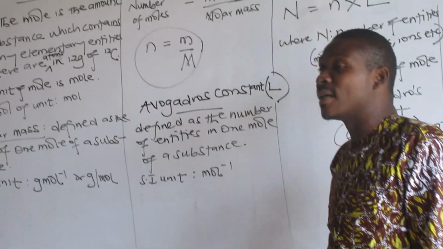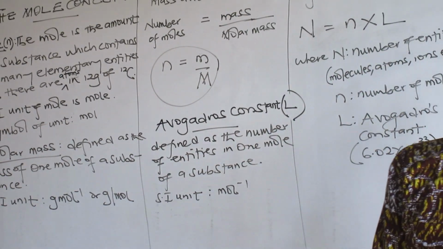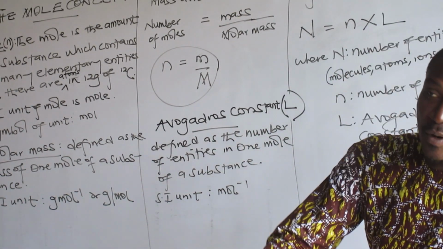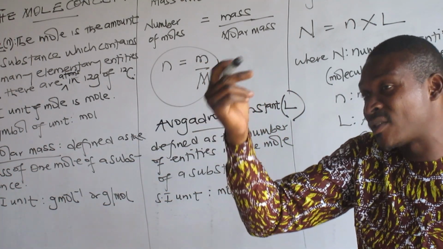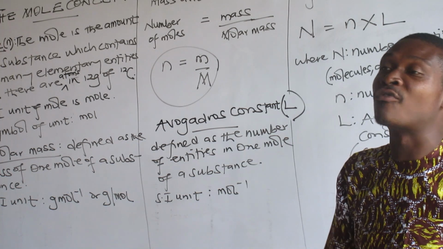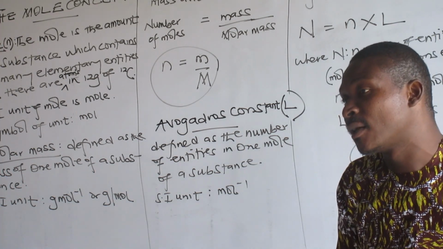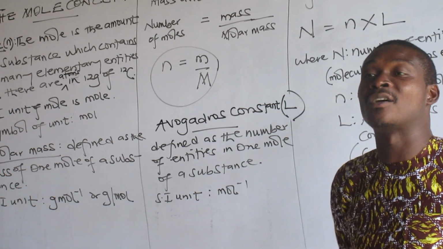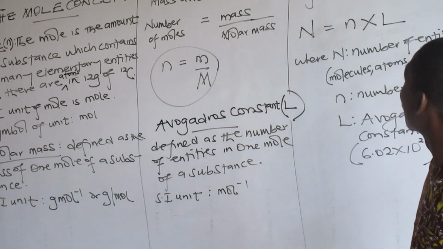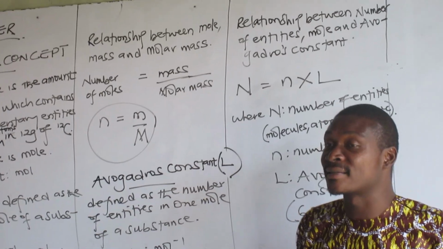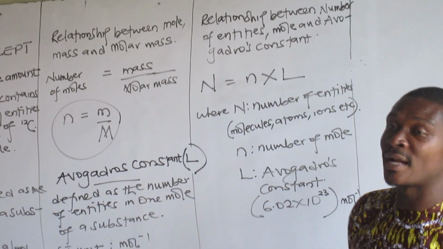Avogadro's constant is the number of entities contained in 1 mole of a substance. When you just break 1 mole of a substance, the number of entities you see here is equivalent to what we call the Avogadro's constant. It is 6.023 times 10 to the power 23 entities per mole. Relationship between number of entities, number of moles, and Avogadro's constant.